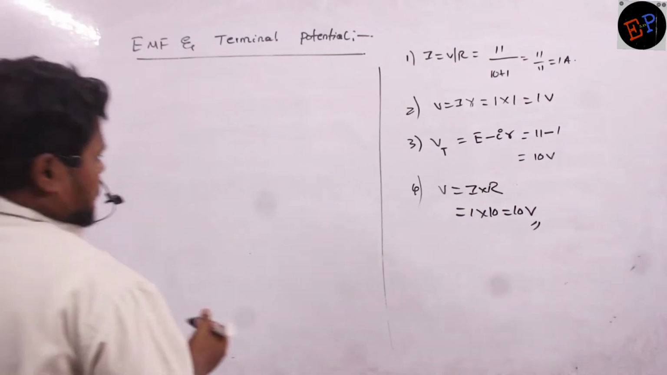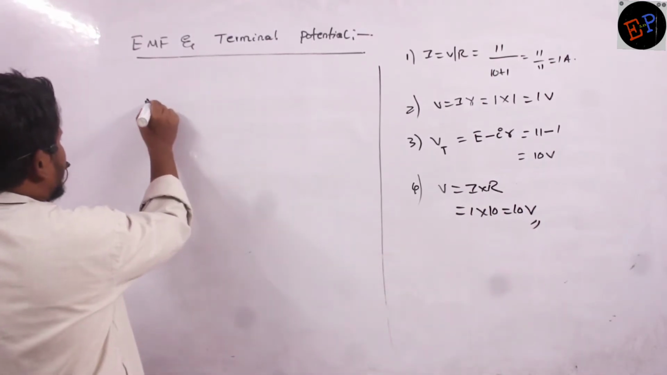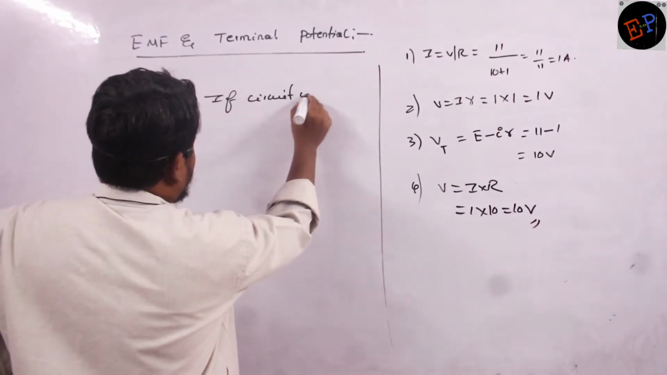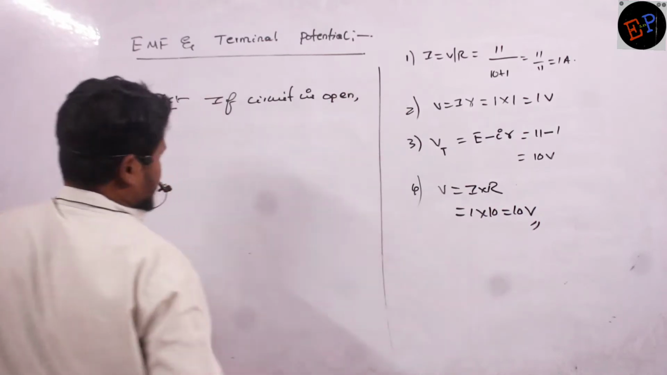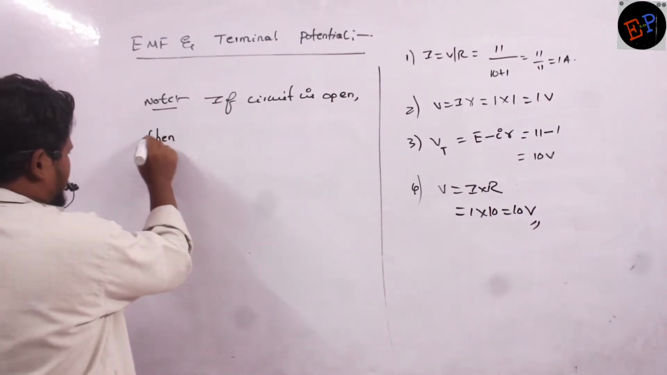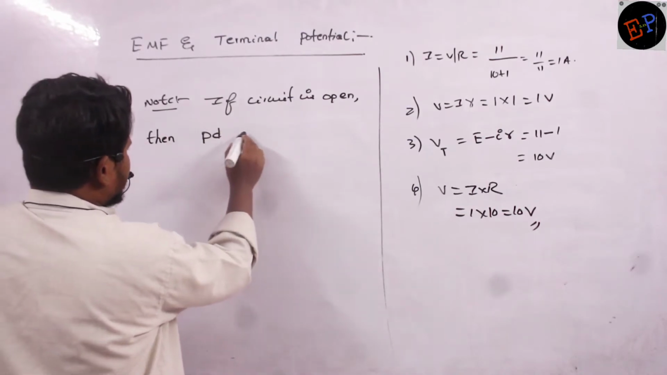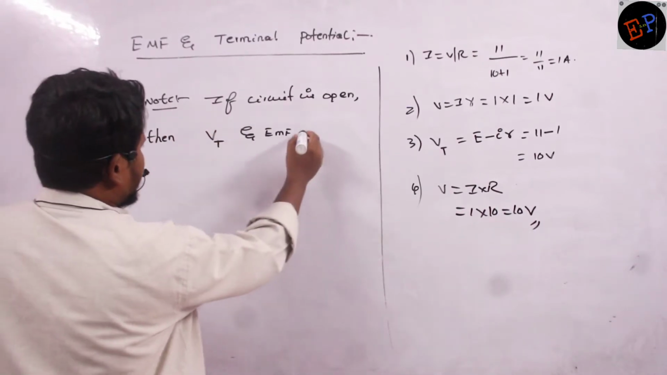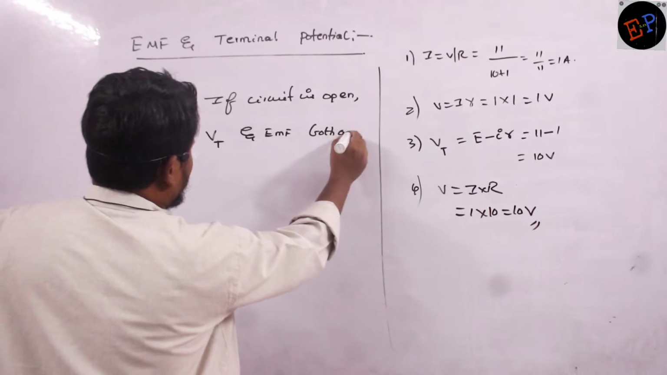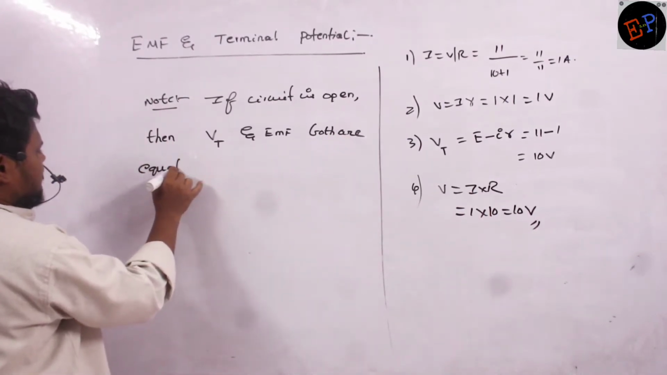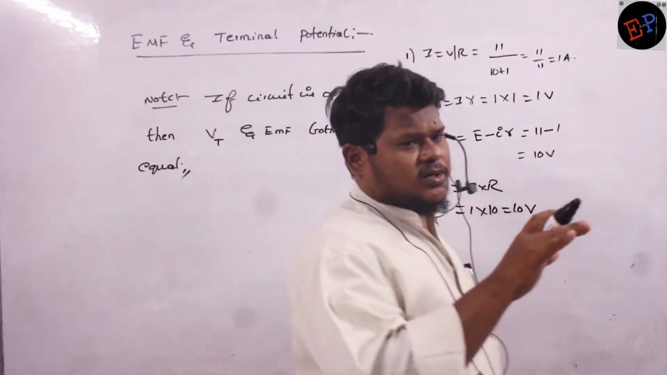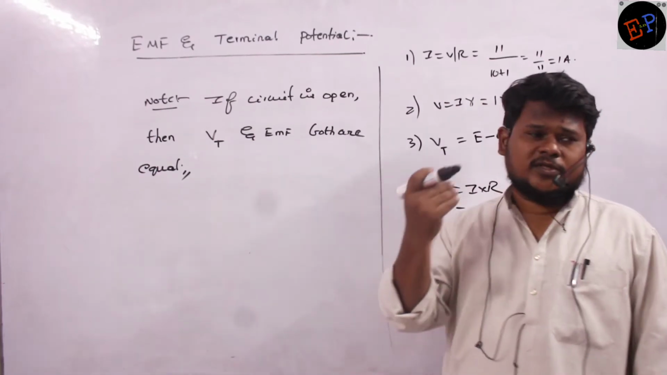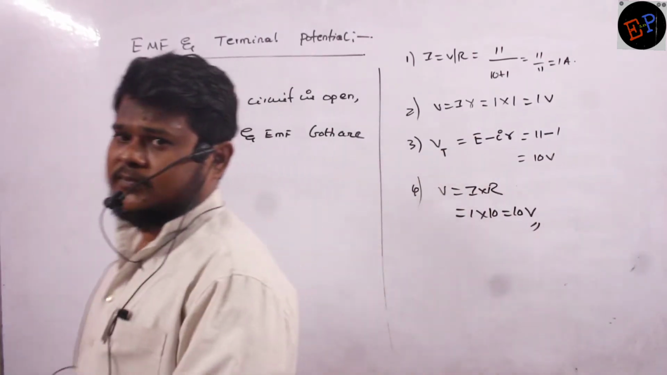Now see, here we write a very important note point. If the circuit is open, if it is an open circuit, then the terminal potential Vt and the EMF are both equal. This is the statement I am writing. If the circuit is not closed, if it is an open circuit, then the terminal potential and EMF are equal. Can you say what the meaning of it is? What does it mean?